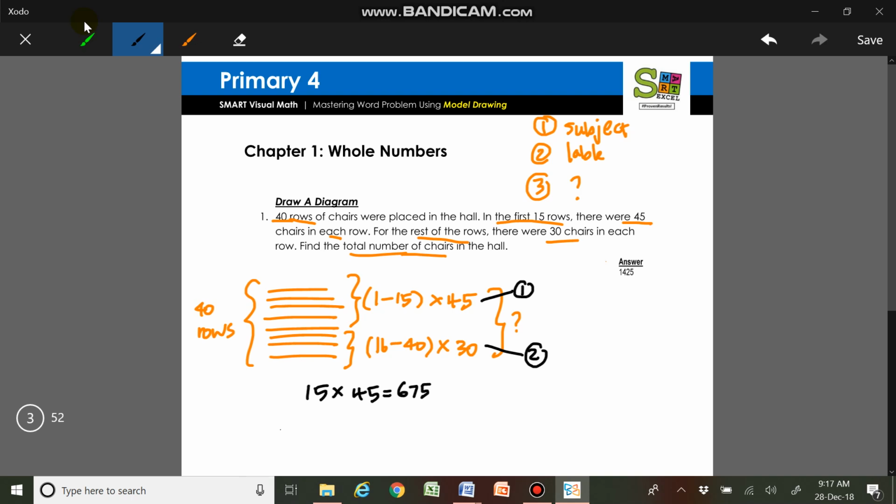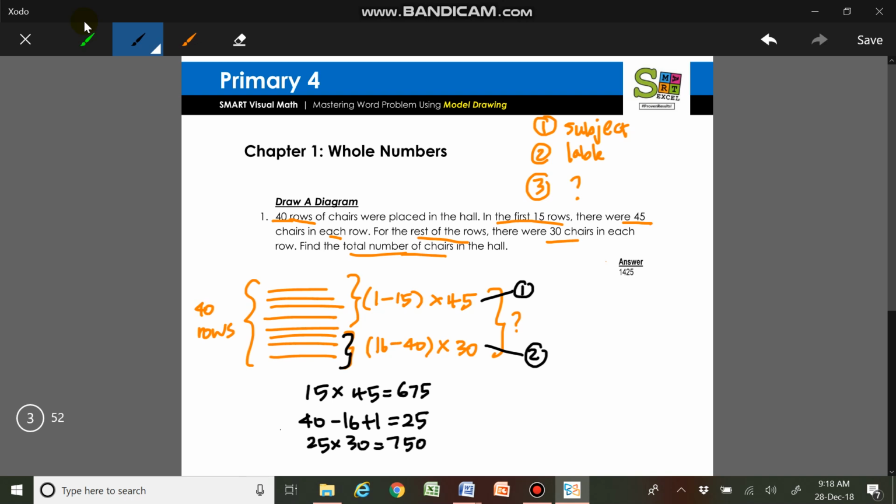For the slower ones, usually I will get them to count, because if they can understand this concept of 40 minus 16, but we need to add plus 1, because when we take 40 minus 16, we are actually excluding the 16th row, so we need to add it back again. So for our second equation, we take 40 minus 16 plus 1. This will give us 25. So this second part here is actually 25 rows. So 25 multiplied by 30 chairs will give us 750.